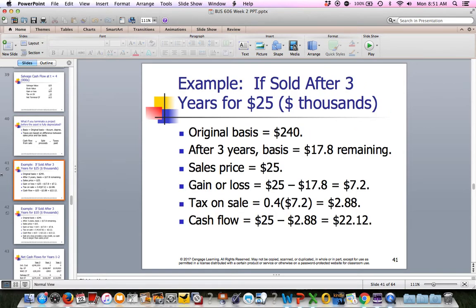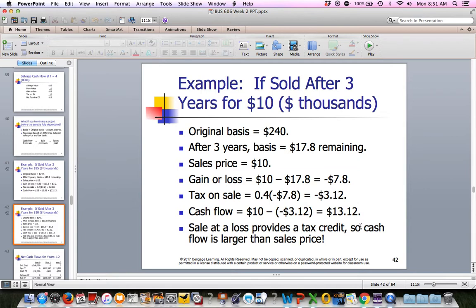So in this example, let's just say we sell it after 3 years. The original basis was 240. After 3 years, after taking a lot of depreciation, we only have basis or book value of 17.8 left. We're still selling it for 25. My gain's much lower now, it's only 7.2. The tax on that gain is 2.88, and so my cash flow now is 25 minus 2.88, which is 22.12.